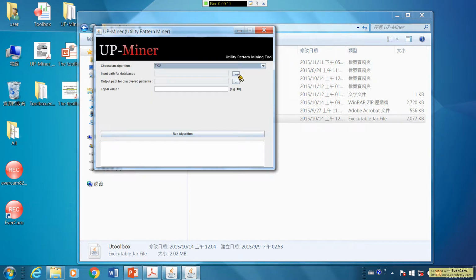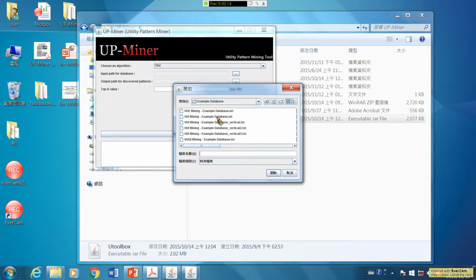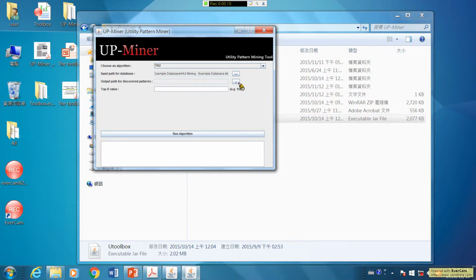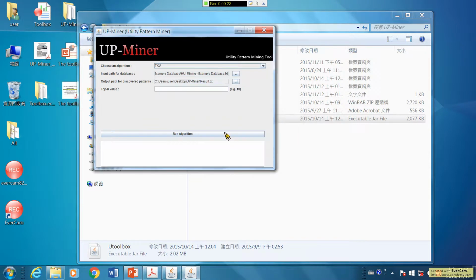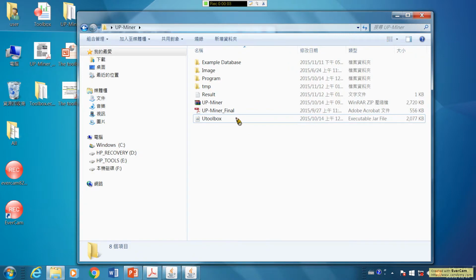And then we import the database, the output path, and we set K. We use 3 in this instance, and we run the algorithm. This part shows the running time and the memory usage of the algorithm. The discovered patterns are stored in the output file.